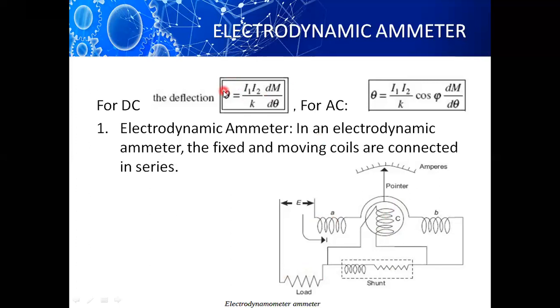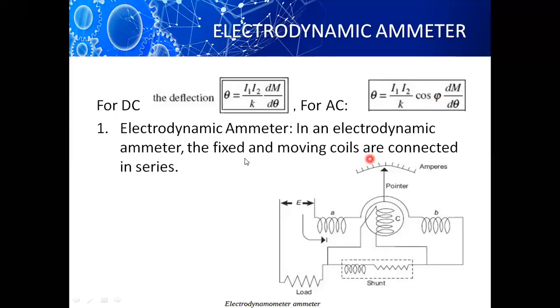At equilibrium, the deflecting torque is equal to the spring control torque. Spring control torque is given by K into theta. So from there, theta is equal to I1 I2 dM by d theta by K. Similarly, for sinusoidal inputs, the deflection angle is I1 I2 by K into cos of the phase angle difference between I1 and I2 into dM by d theta.